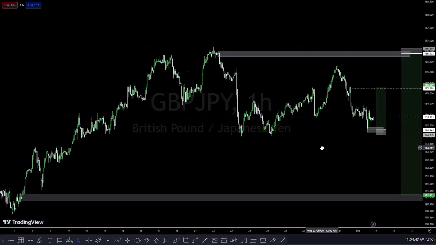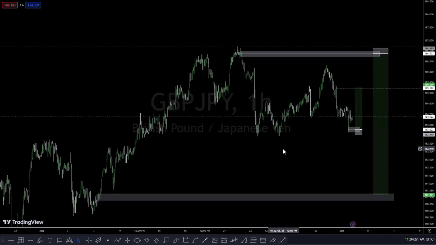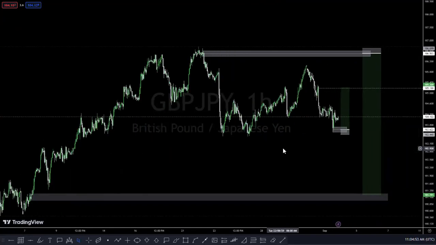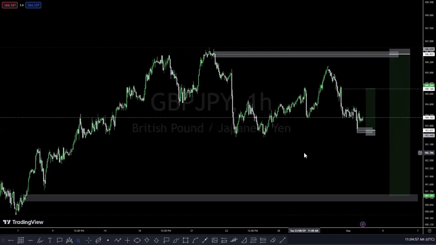Remember, I told you guys that practice makes perfect. You are learning something and you keep on sleeping on that stuff, you won't master it because it's not the learning itself. You are the one learning it. So you have to practice with consistency. You will get better. So this is all on GBP JPY.